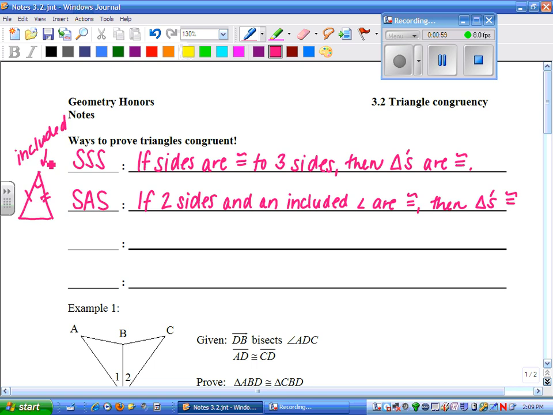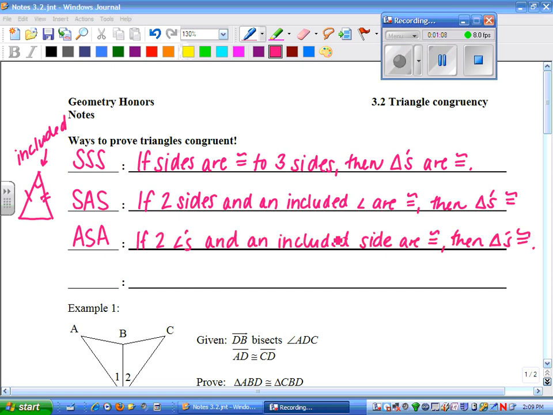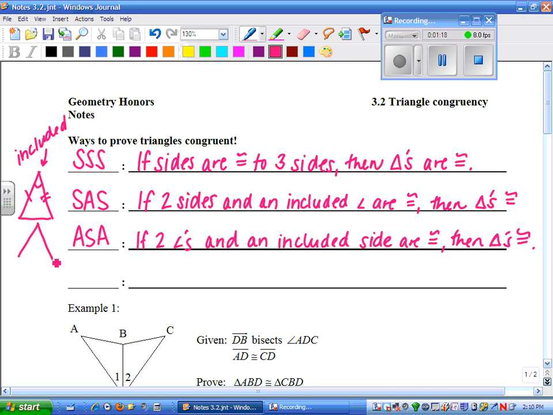Okay? The last reason we will learn today is called angle side angle. So if we have 2 angles and an included side that are congruent, then the triangles are congruent. So for this one, angle side angle, I'm going to have 2 angles. Doesn't matter where they are. So I'm just going to say this one and this one. The included side would be the side in between the 2 angles.